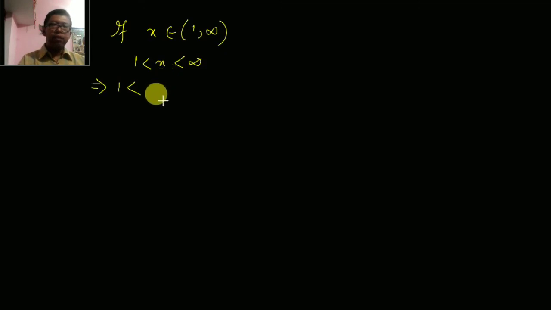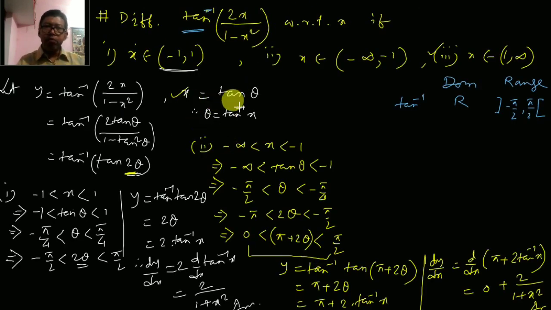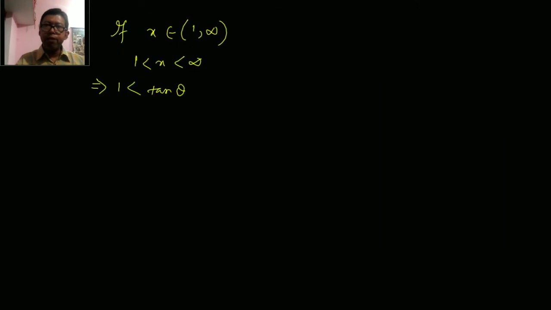Now what is your domain? The domain is given as x belongs to the open interval 1 comma infinity, that means 1 less than x less than infinity. What is x? x is equal to tan theta, as you see on the previous page. So theta is equal to tan inverse of x.